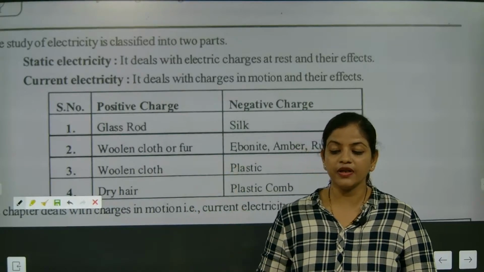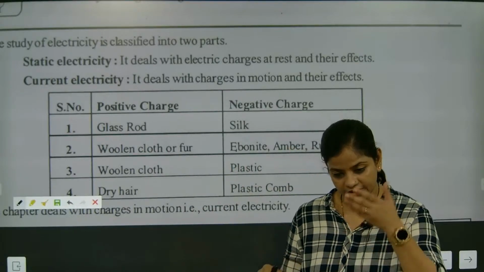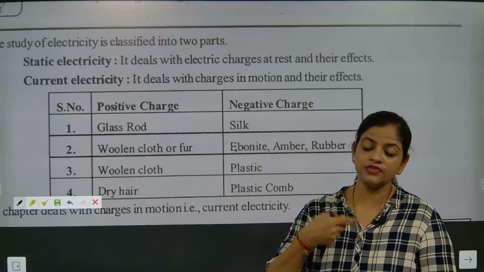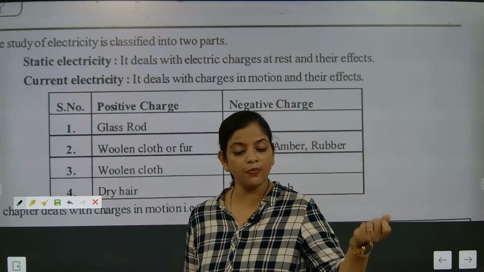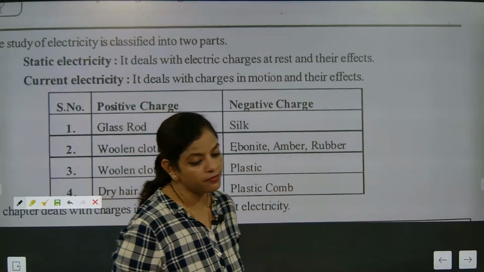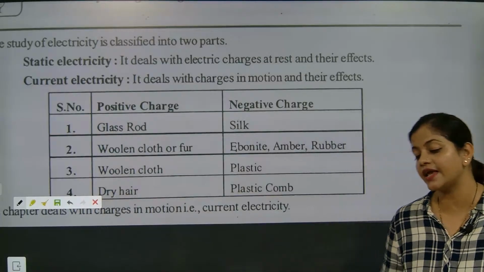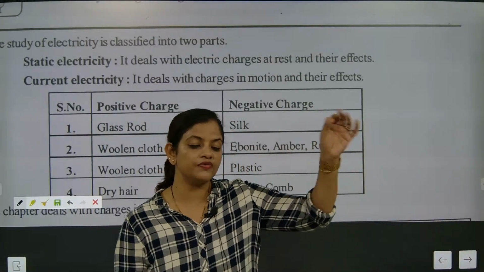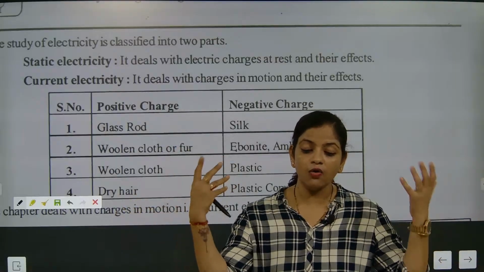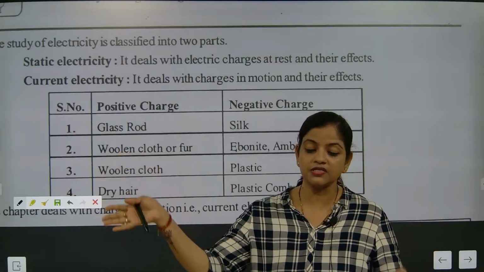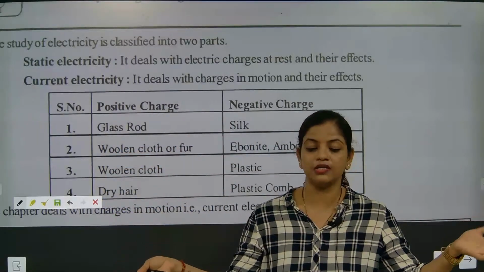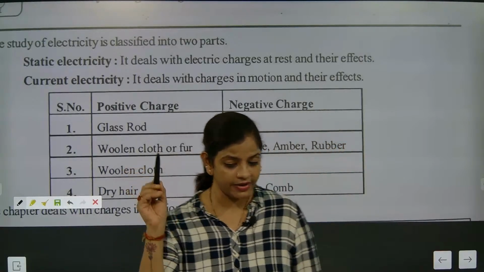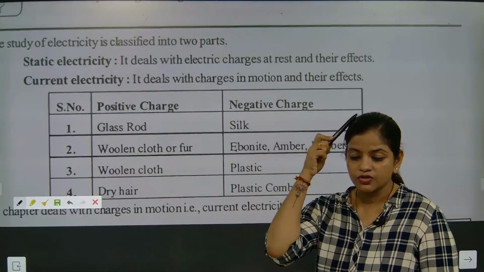When you have charges, how much positive charge will be there on the surface, that much negative charge will be present there. So the number of positive charges will be equal to the number of negative charges, and that's the case of electrical neutrality. How much positive is given to one surface, that much negative will be given to the other, and they will be considered as electrically neutral. Like dry hair is there and a plastic comb is there.